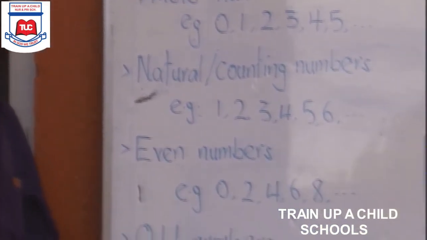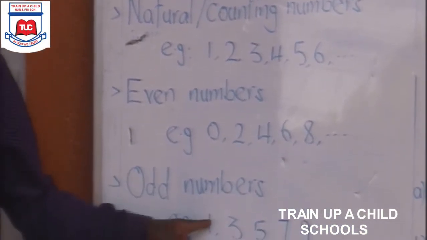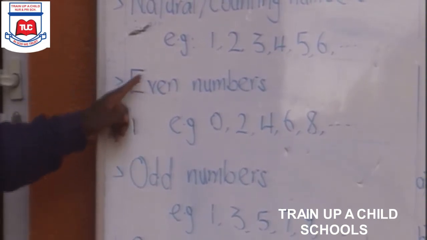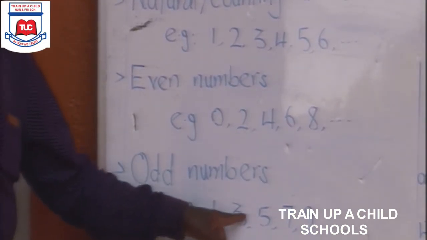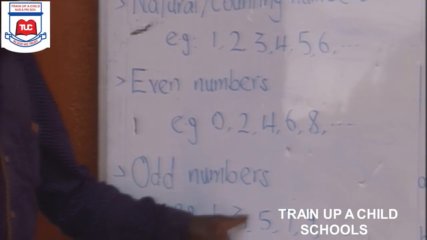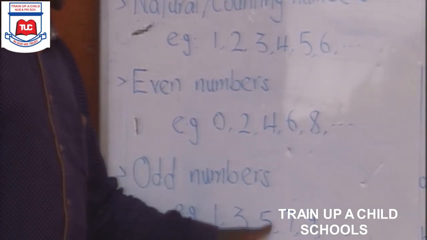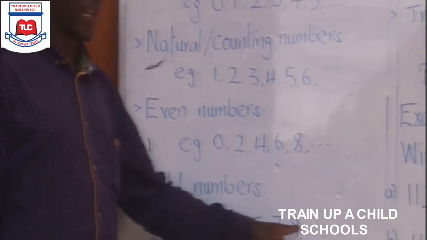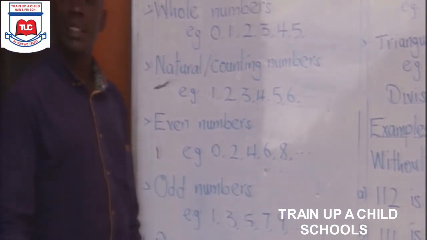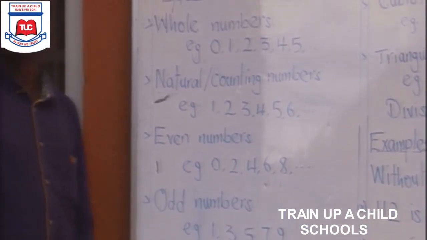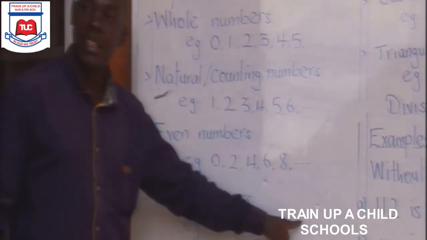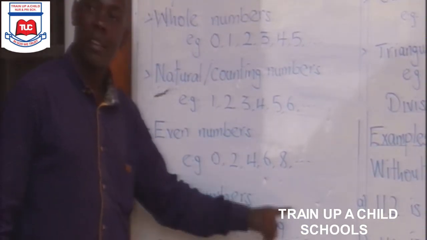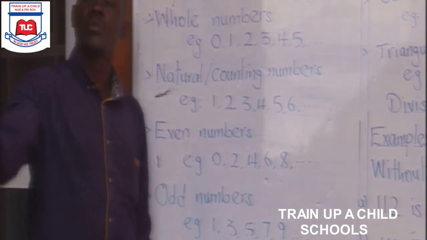So odd numbers also have got a pattern of plus 2 like even numbers. Like 1 plus 2, you get 3. 3 plus 2, you get 5. 5 plus 2, you get 7. 7 plus 2, you get 9. 9 plus 2, 11, good. Then 11 plus 2, the next one is of course 13.